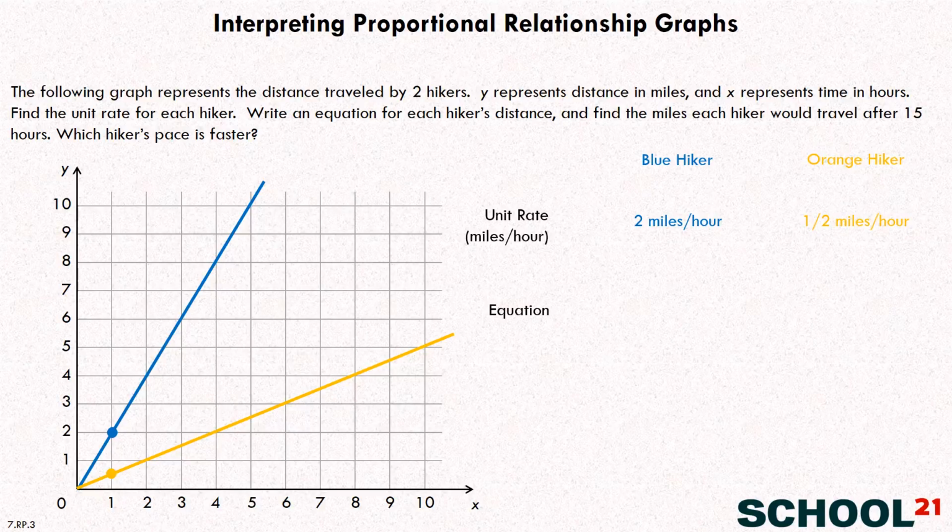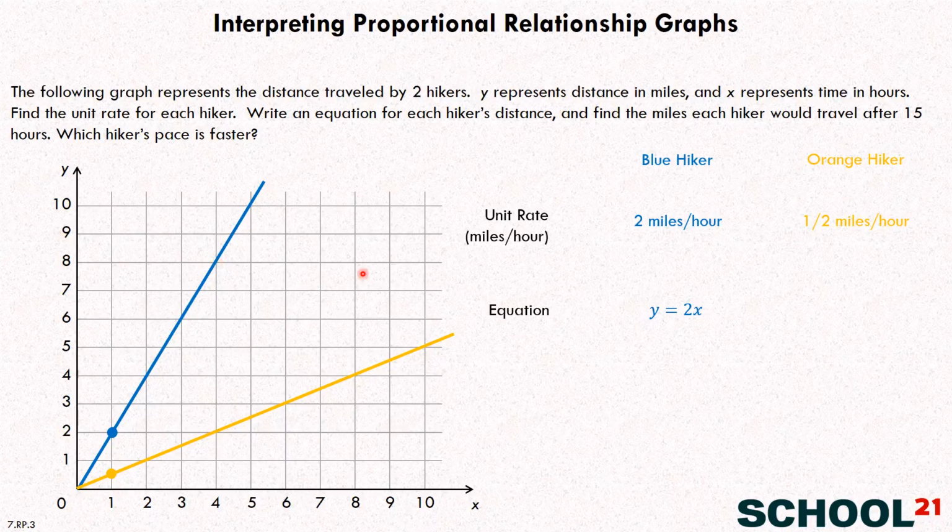Y equals 2x. Right, it's just our unit rate times x, and that's what y will equal. Let's make sure that makes sense by looking back at the graph. When x is 1, we multiply 2 times 1 and we get 2. When x is 2, we multiply 2 times 2 and we get 4. Does that look like it makes sense? Yep. When x is 4, we multiply 2 times 4 and we should get what? 8. Do we get 8 on the graph? Yes. So it looks like that's the correct equation for the blue hiker.